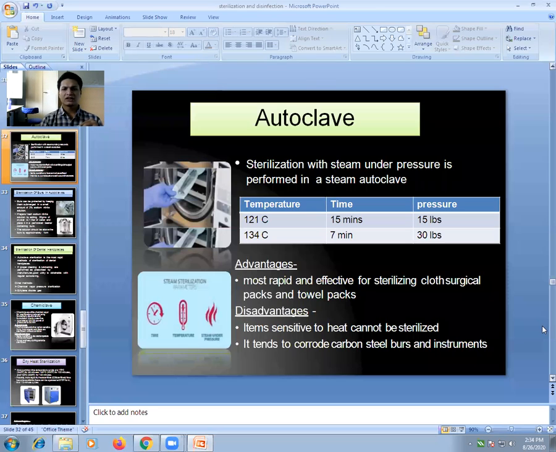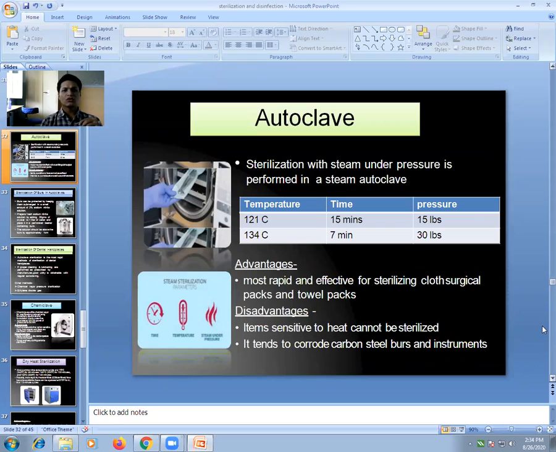First thing, autoclave. Sterilization with steam under pressure is performed in a steam autoclave. The temperature used is 121 degrees Celsius for 15 minutes and under 15 pounds of pressure. If we want to reduce the time, we have to increase the temperature and pressure. So here in the second category, the time has been reduced to half, from 15 minutes to 7 minutes, but the temperature has been increased up to 134 degrees Celsius, and pressure is doubled to 30 pounds.